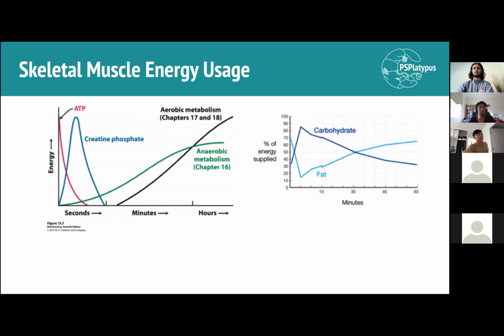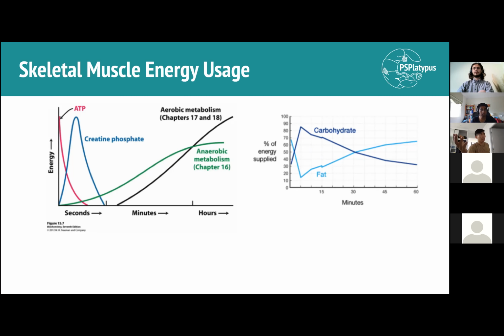This is a nice schematic here that shows you what is being used as exercise begins. In the first few seconds of exercise, your ATP and creatine phosphate is used. As we progress, we start burning anaerobically, through the fermentation pathway to create energy. After a few more minutes, your respiratory rate and cardiac rate increase to a point that aerobic respiration can occur, therefore resulting in aerobic metabolism.